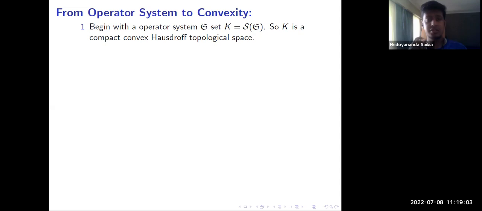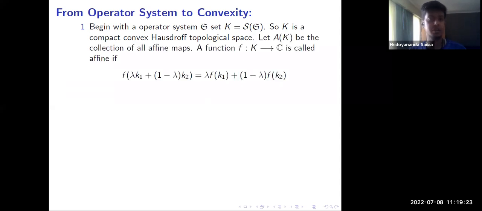Now let us start. Let us begin with an operator system S. Then we associate a convex set K, which is very special, which is the set of all states on the operator system S. Then what we know now is that K is a compact convex Hausdorff topological space. Now once we know that the set is convex, then I can talk about many things. For example, affine functions, secondly, convex functions, concave functions, and so on.